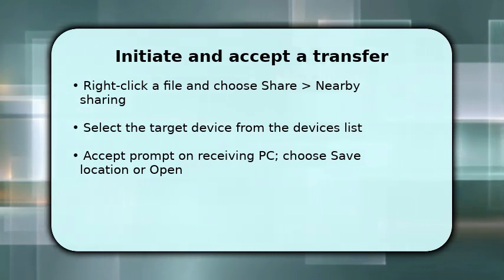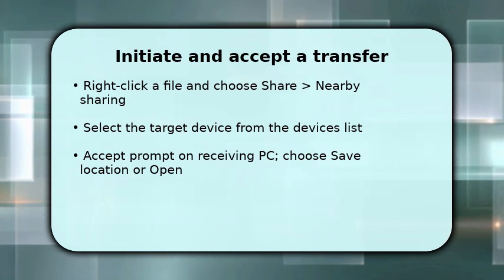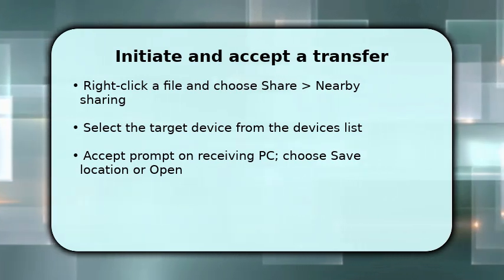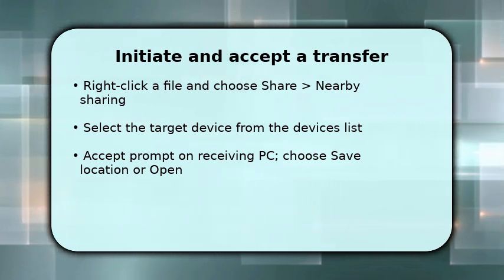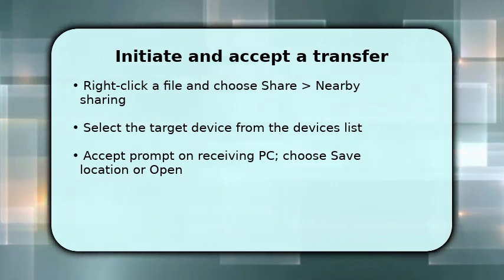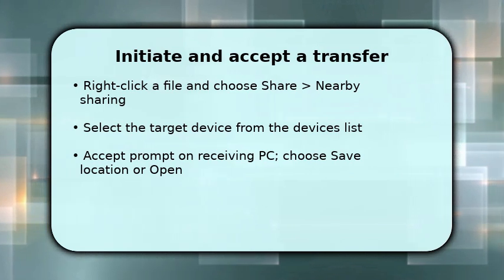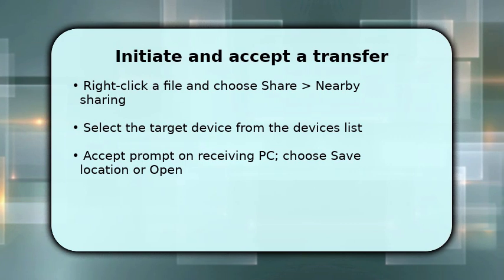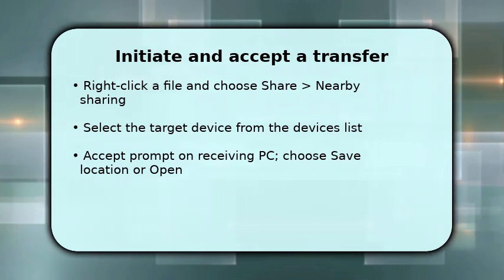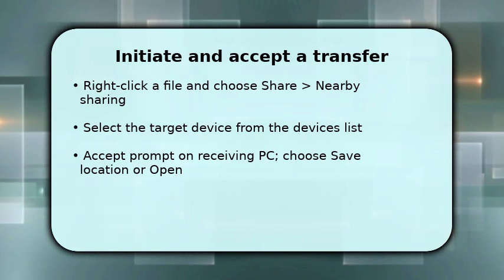On the receiving device you'll see a prompt. Accept it immediately, and choose whether to save the file to downloads or open it directly. Once accepted, the transfer uses Wi-Fi Direct or Bluetooth handoff for metadata, so speeds will vary. If transfer is slow, pause other heavy network tasks and try again.